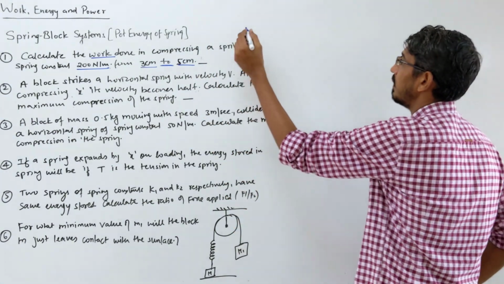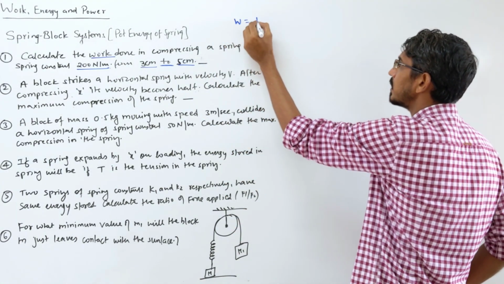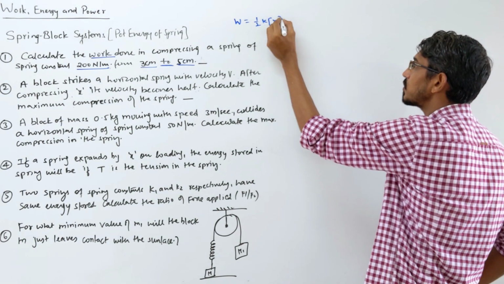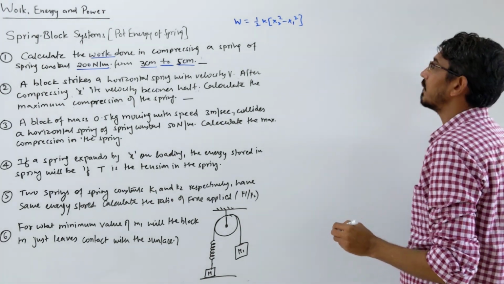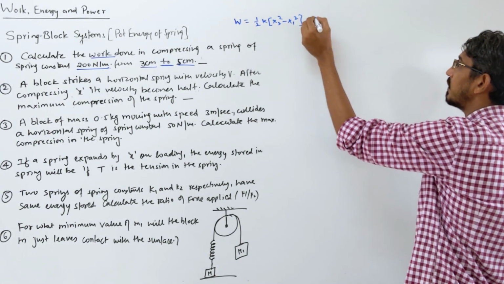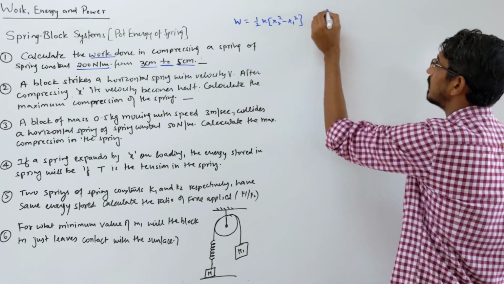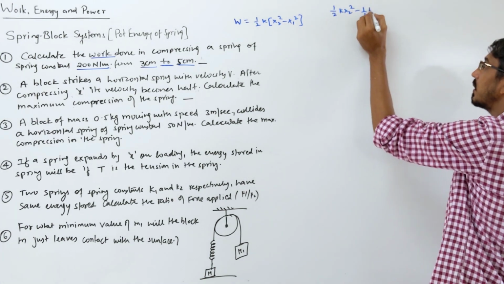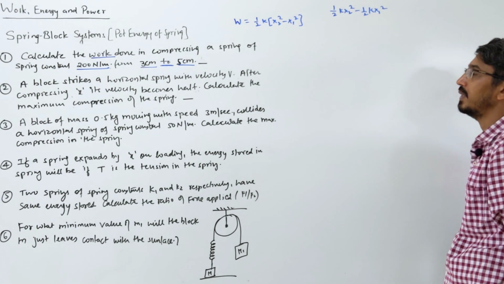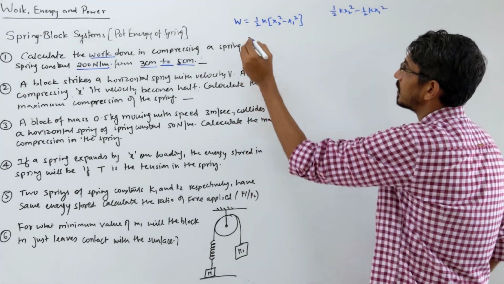So for this, work done is equal to half K, x2 square minus x1 square. That's your answer. Or in real, it was like half K x2 square minus half K x1 square. So all values we know. Let's just put the values here.